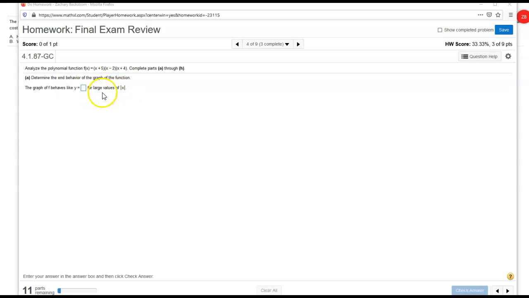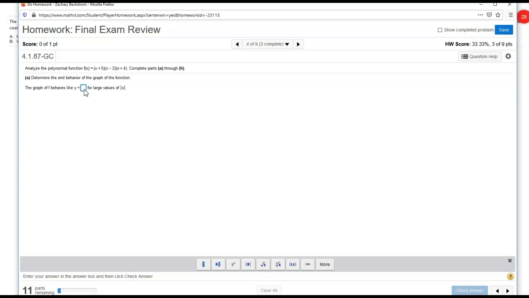Alright, so when we look at the end behavior, what we really want to do is just take a look at the first term in our polynomial. We're going to end up multiplying all this together. But I do know that my highest degree variable is going to be x cubed, because we're going to have an x times an x times an x, which is x cubed. And that's going to be a positive 1x cubed. So when we look at the end behavior, we ignore all but the term with the highest exponent. So it should just be x cubed.